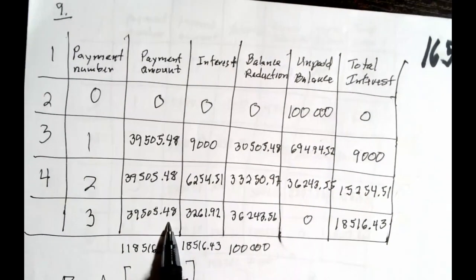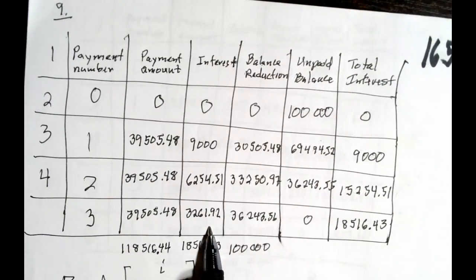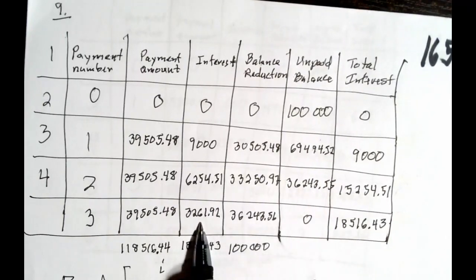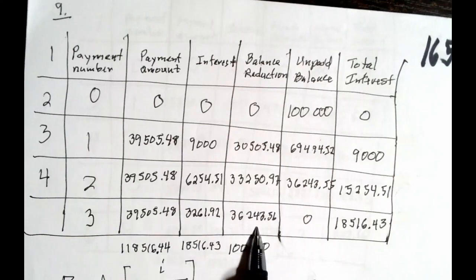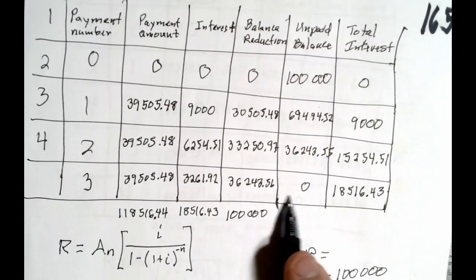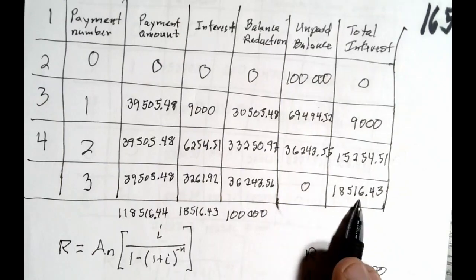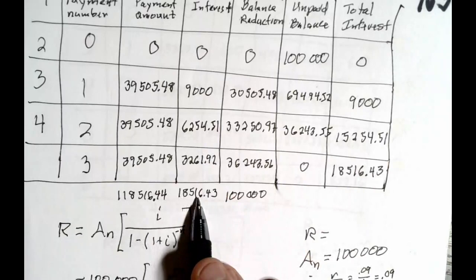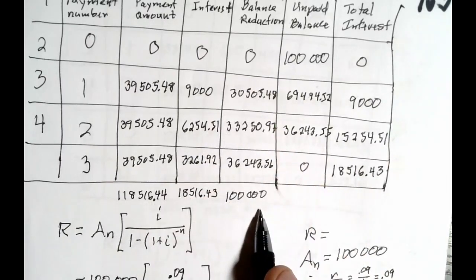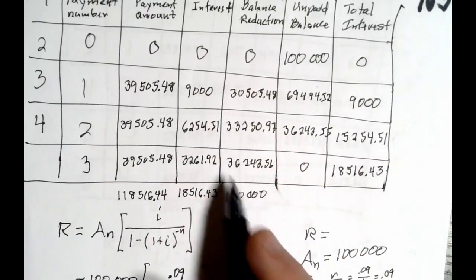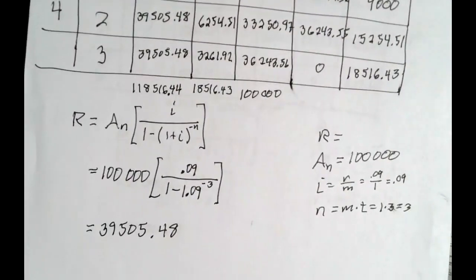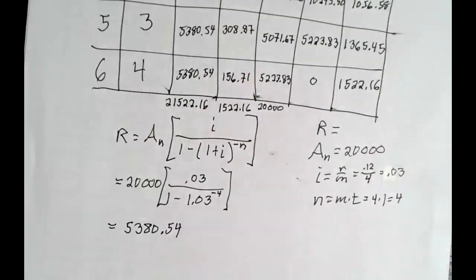So now you make your third payment. What's the interest? It's your unpaid balance times 9%. Take the difference between these two to get you the balance reduction. Unpaid balance is now 0. Total interest is all three of those. So here's your total interest. Here's how much you killed off, 100,000. How much you actually paid is 118,000. So you paid an extra 18,000 to be able to have the right to borrow 100,000.